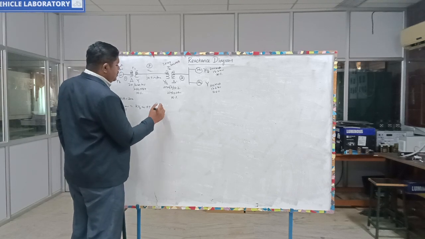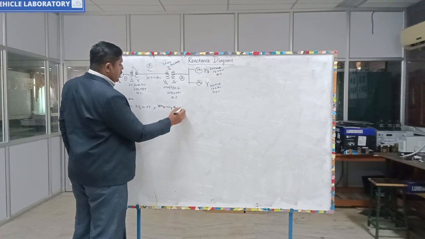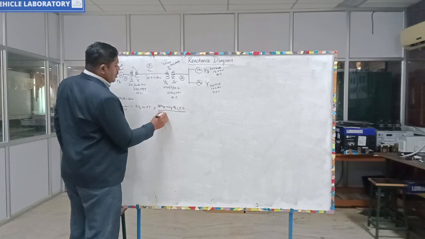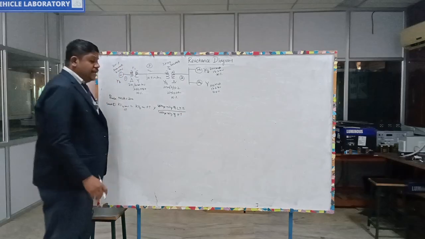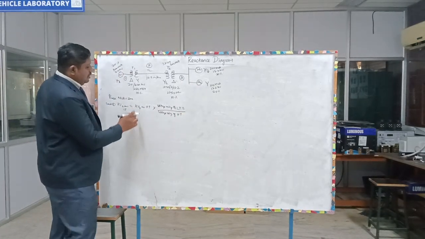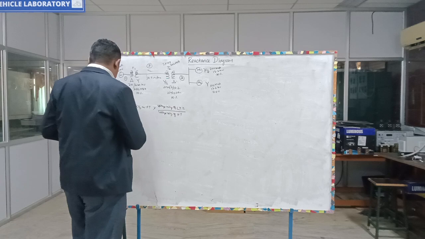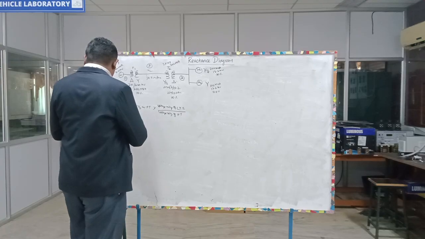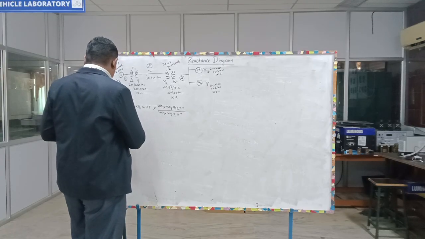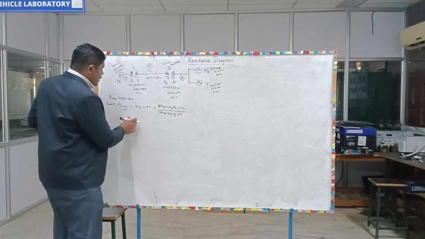What's the formula? kV base new on LT side is equal to kV base new on HT side into the voltage rating of LT of T1 divided by the voltage rating of HT side of T1. So you have to substitute here. What's your kV base new on HT side? So straight away you can calculate for transformer T1.